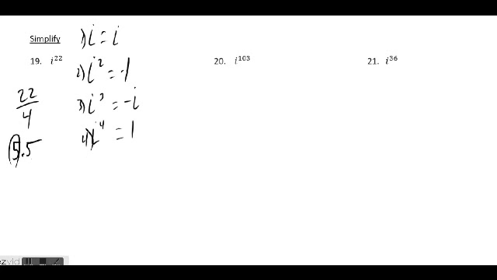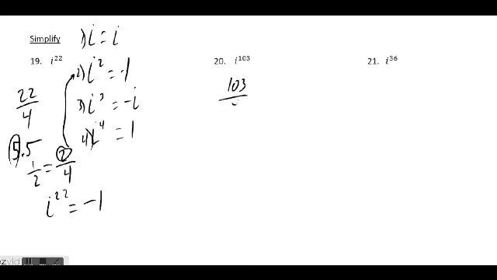This 0.5, do you guys agree 0.5 is 1/2? I told you guys it has to be something over 4, so 1/2 is actually 2 over 4. So this 2 means it's just going to be the second one. So i to the 22nd power is simply -1. Same thing over here.